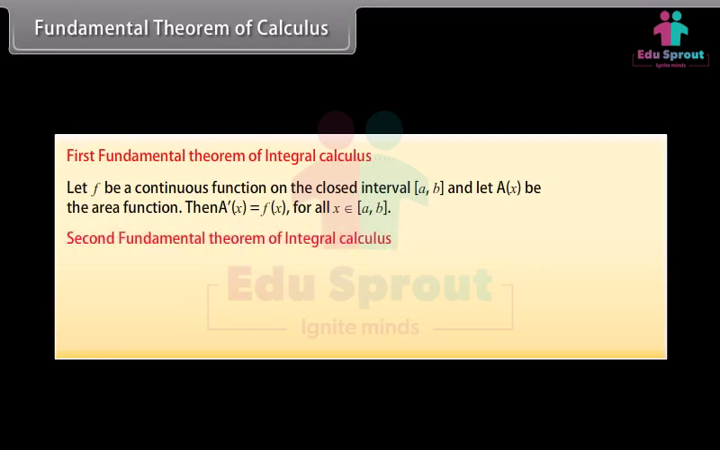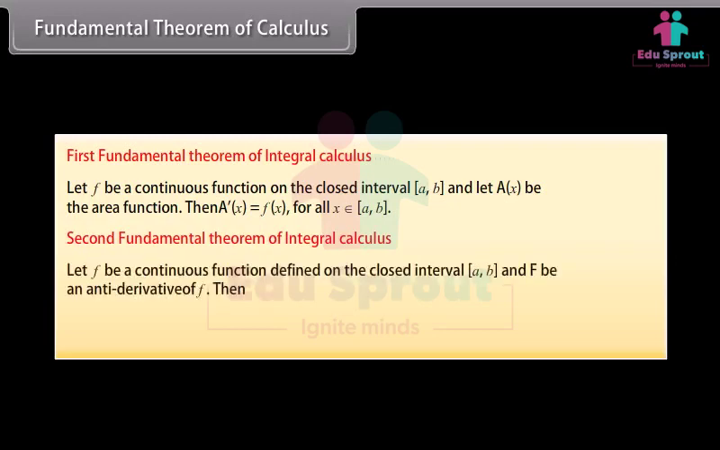Second fundamental theorem of integral calculus. Let f be a continuous function defined on the closed interval [a, b], and capital F be an antiderivative of f. Then the integral of f of x with lower limit a and upper limit b with respect to dx is equal to capital F of x with lower limit a and upper limit b, which is equal to F of b minus F of a.